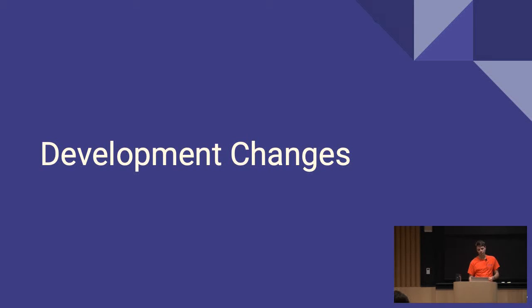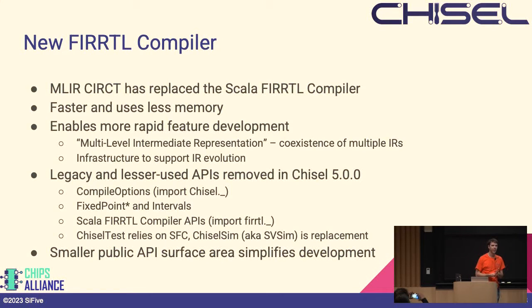So one of the biggest changes that has happened over the last couple of years is we have a new FIRRTL compiler. So FIRRTL is the intermediate representation, IR, underneath Chisel. And the original one was written in Scala, and it has been rewritten using MLIR, which is, for those who don't know, a multi-level intermediate representation. It's a generalization of LLVM to make it support arbitrary compilers, basically. It's much faster and uses less memory. That's great, but the main goal was really just we wanted more rapid feature development.